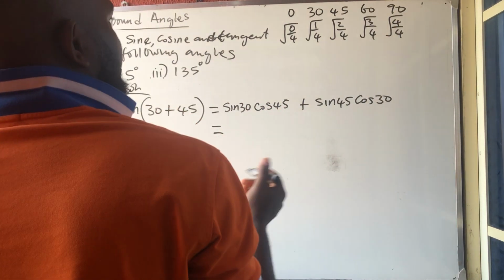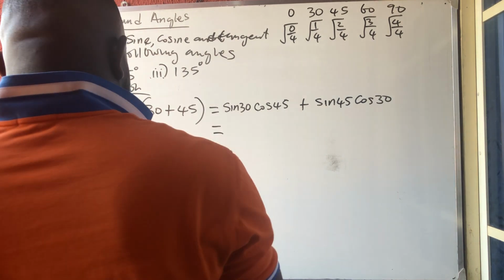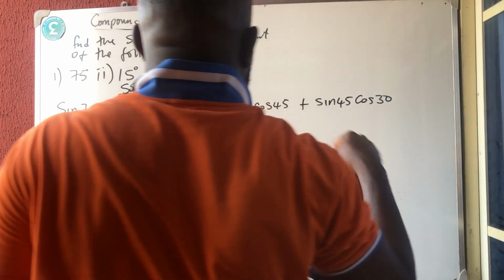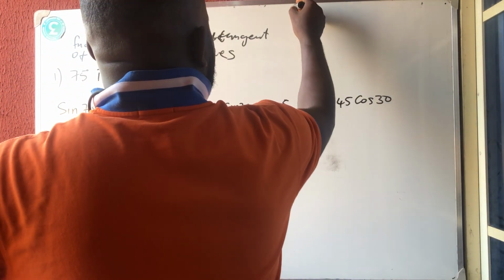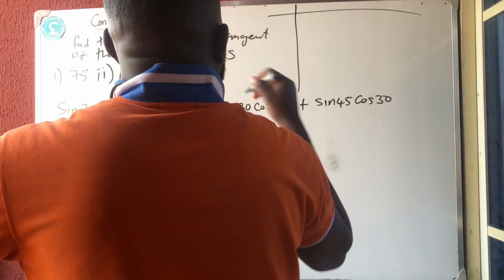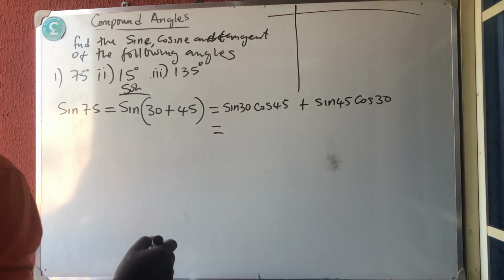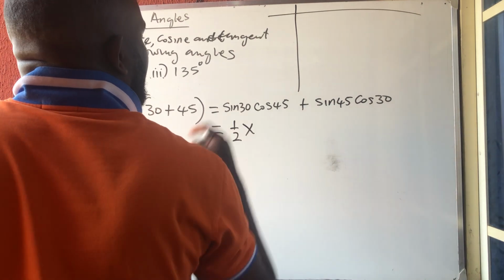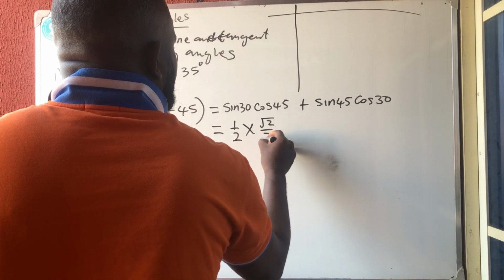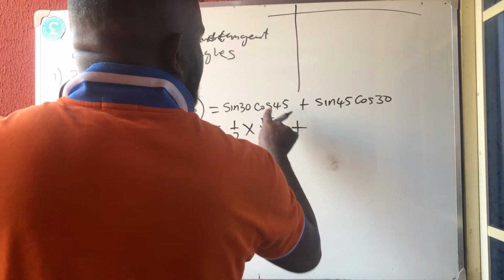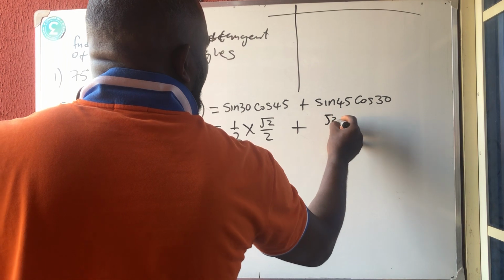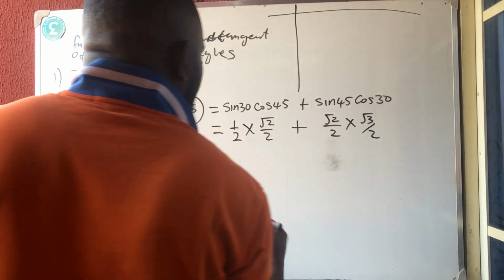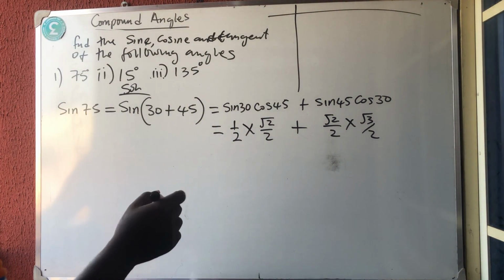That is for sine. I did that in my former video, so you can go and look at it. So sine 30 is 1 over 2, times cos 45, which is root 2 over 2, plus sine 45, which is root 2 over 2, times cos 30, which is root 3 over 2. You can look at the video on special angles if you cannot remember them.